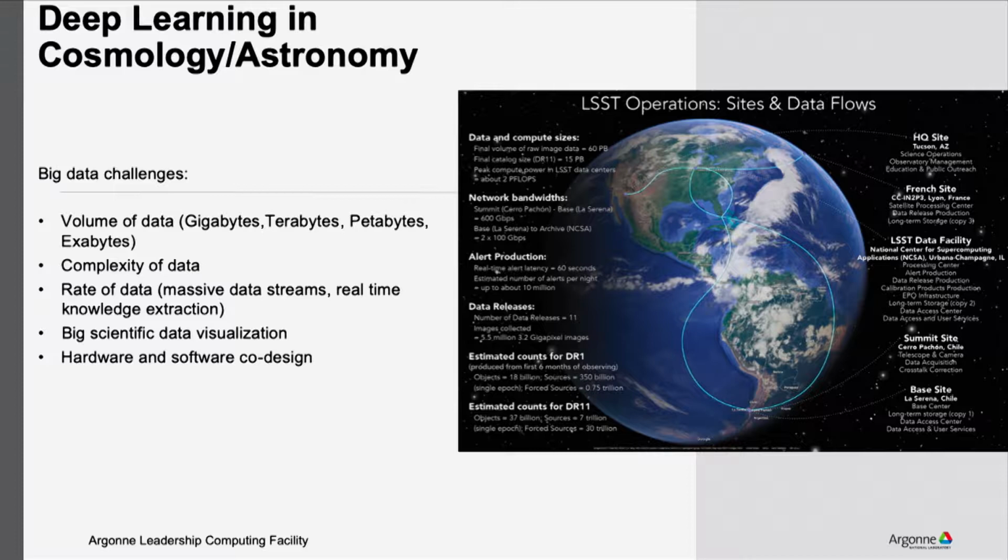So for me, when I think about big data in science, it means the volume, but it also means the complexity of the data set, the rate at which it's coming in, right? So we have these massive data sets coming in real time, and we need to extract knowledge from them or filter out noise. It can also mean something like big data visualization, right? And I think this is becoming increasingly important. We need to look at the output from what our models are predicting. And so in order to answer all of these challenges, we really need some hardware and software design.